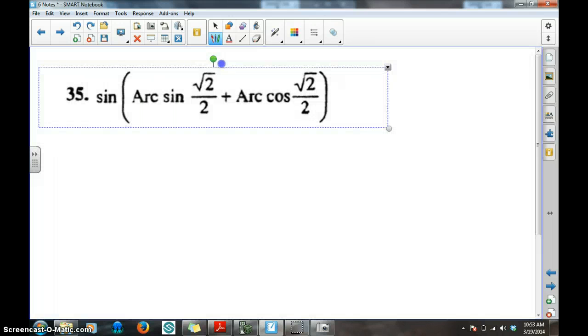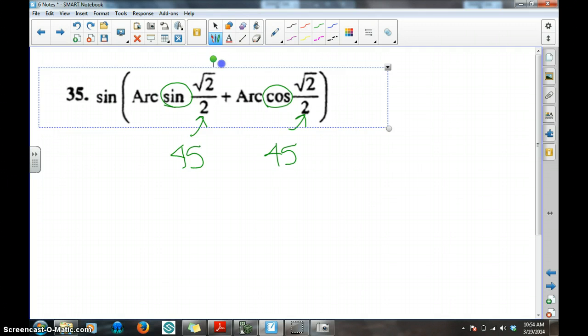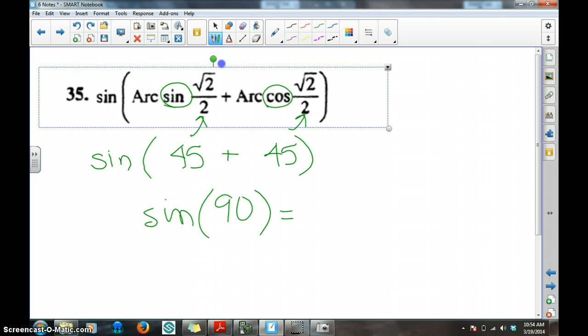They're both positive. What is the angle that when I take the sine will give me a rad 2/2? It's a 45. What is the angle that when I take the cosine will give me a rad 2/2? It's also a 45. And now I can, because I was able to calculate those in my head, add them to get a 90. And now I'm going outside and dealing with that sine function. And the sine of 90 is a 1.